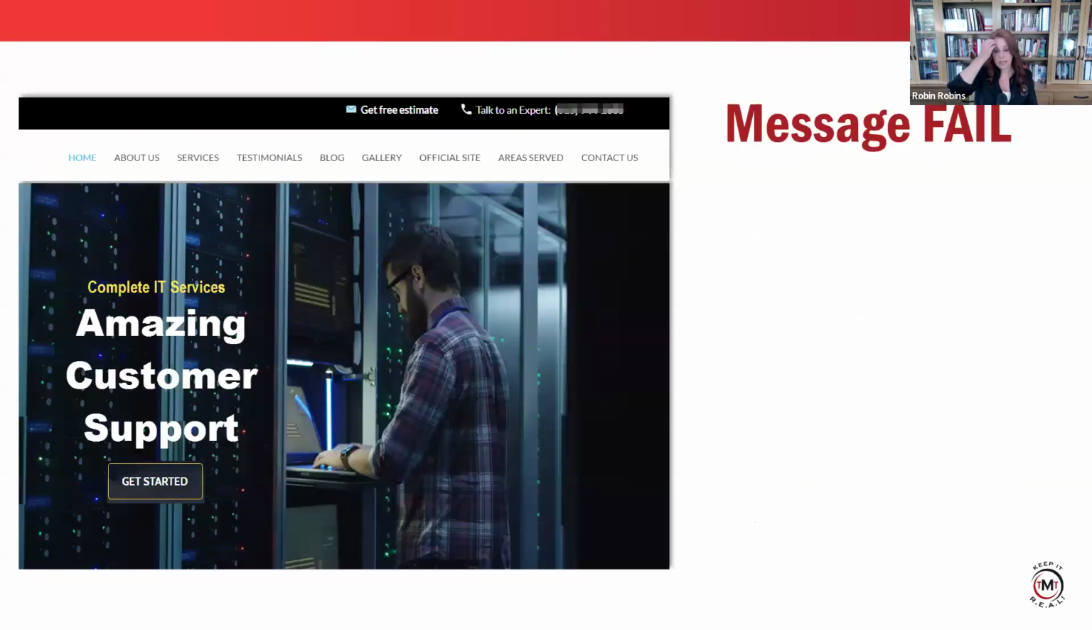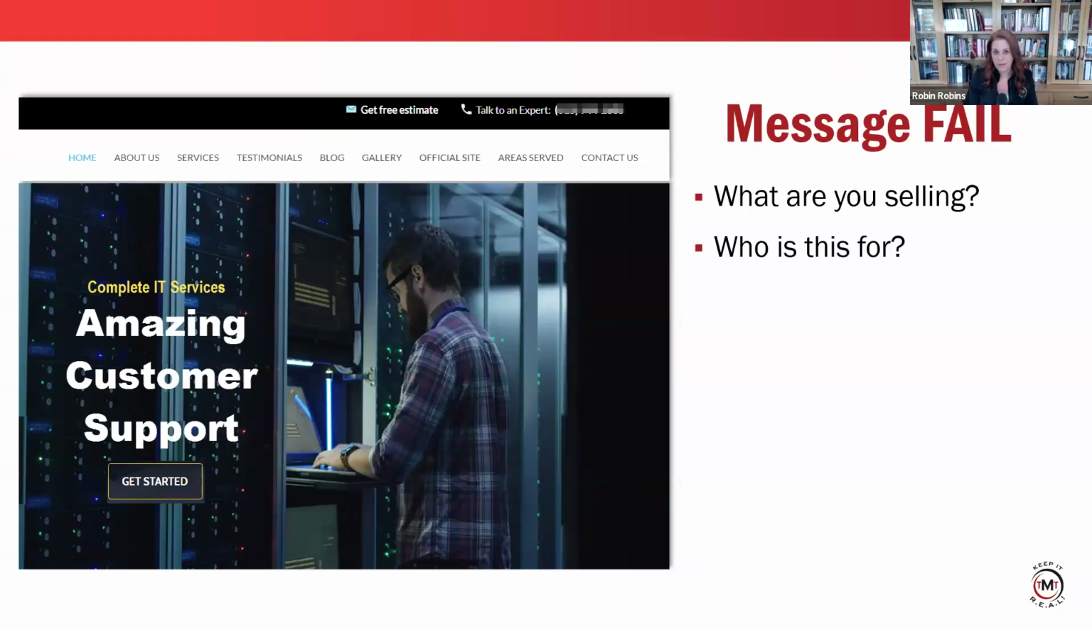Because if you look at this, this is a small MSP. You can see that it says complete IT services, amazing customer support, get started. So the question is, well, what the heck are you selling? If a prospect came to this site, they would not know. Now you guys know because I just told you, but they don't know. Who is this for? Is this for big business, small business? By the way, they're targeting smaller businesses.